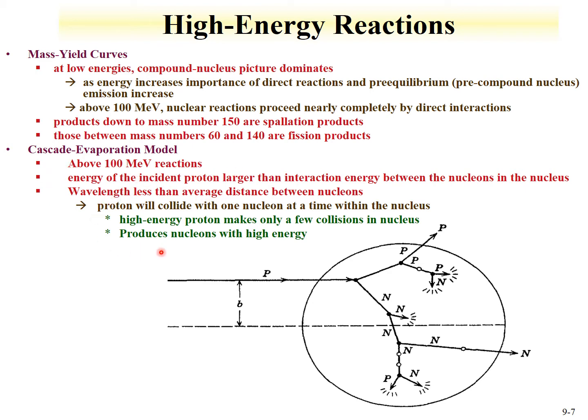The protons will collide with one nucleon at a time within the nucleus. These high energy protons make only a few collisions in the nucleus, and they produce nucleons with high energy.